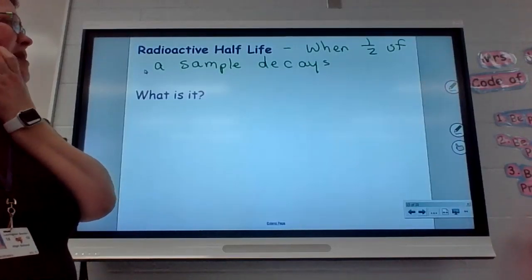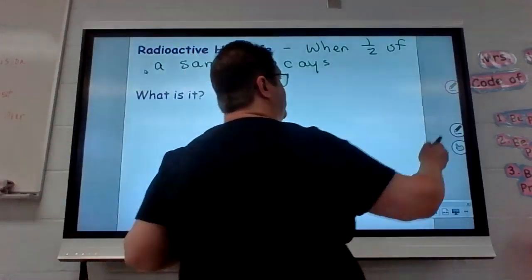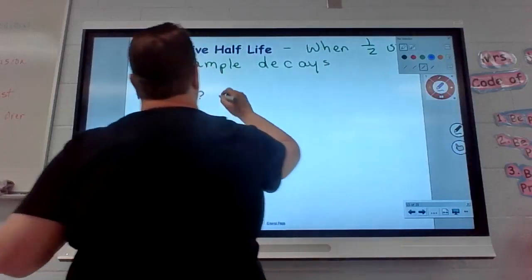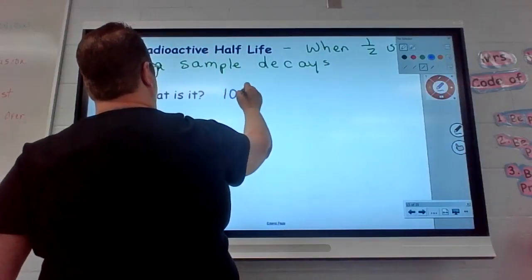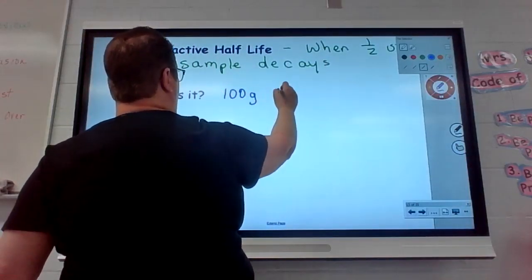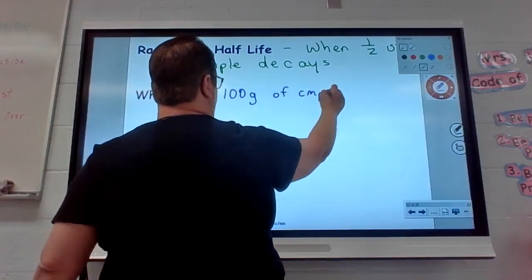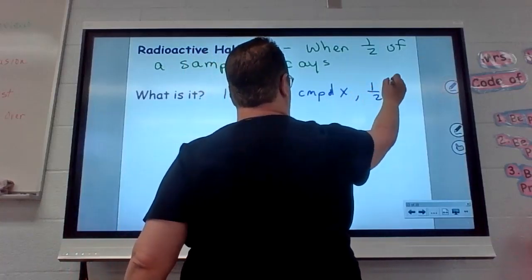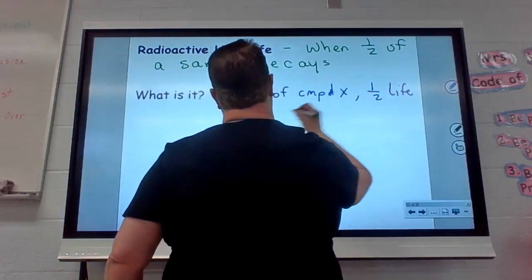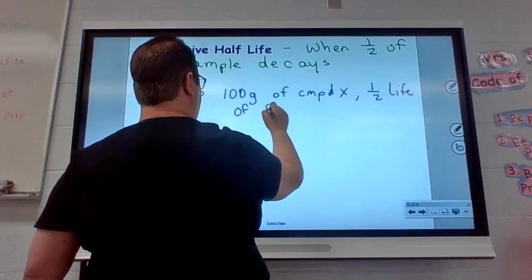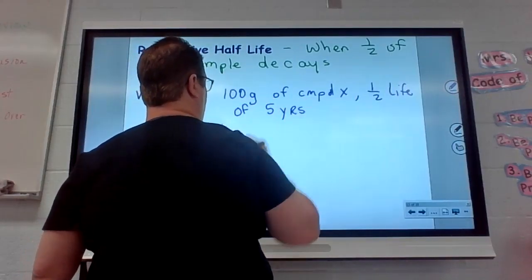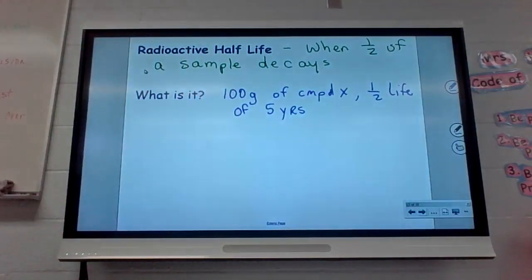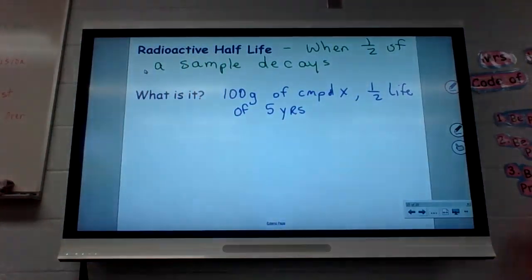So, let's say, just to illustrate, that we have 100 grams, and I'm just going to call it compound X. And we're going to have a half-life of 5 years. All right? Just to illustrate how this works, because I don't want to make it complex and hard to follow.